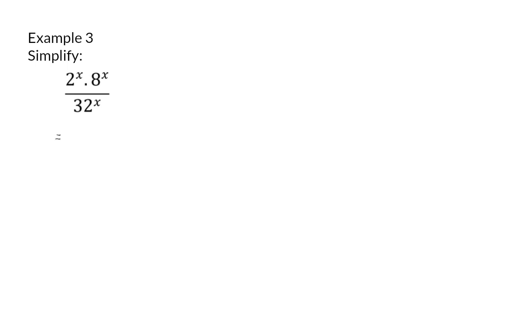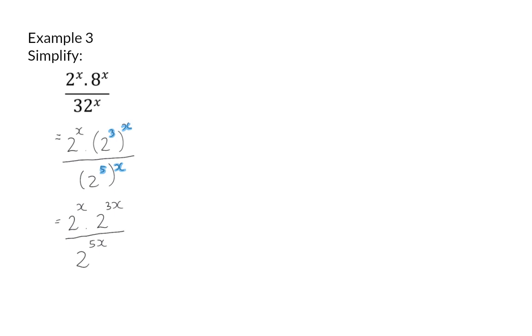In example 3, we now also divide. Still, I would like all the base numbers to be written in terms of prime factors. 2 is already a prime number, but 8 can be rewritten as 2 to the power of 3. 32 can also be rewritten, and this will be 2 to the power of 5. Next, I'm going to get rid of the brackets by using the exponential law and multiplying those exponents. So 3 times x is 3x, and in the denominator 5 times x is 5x.